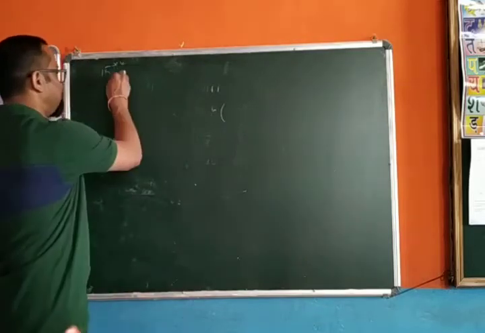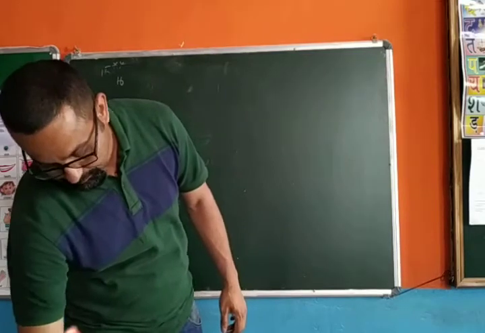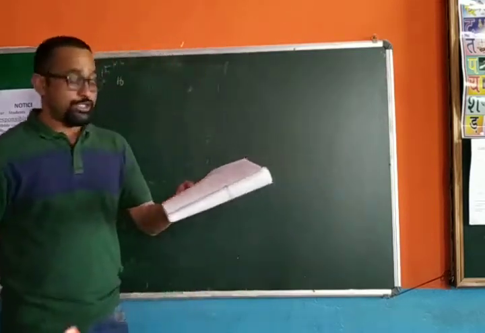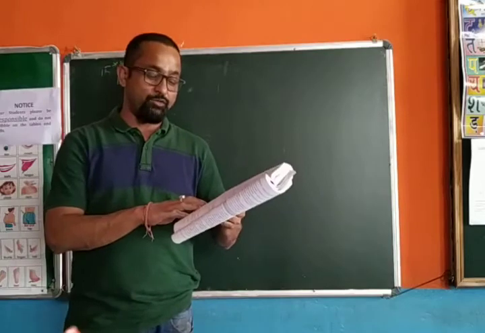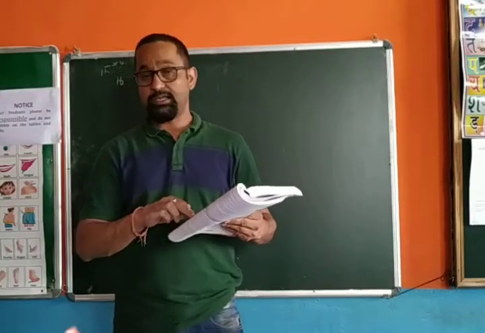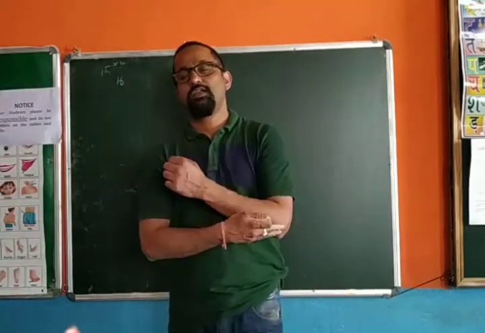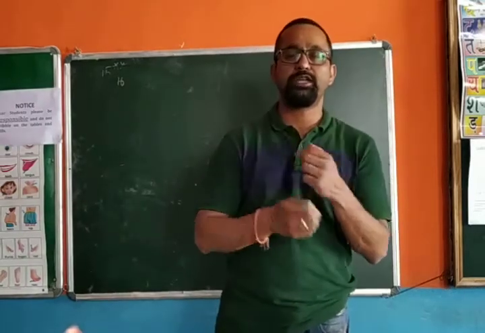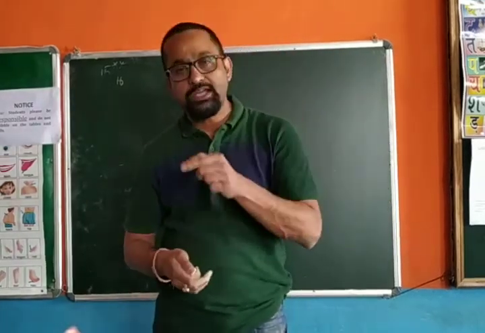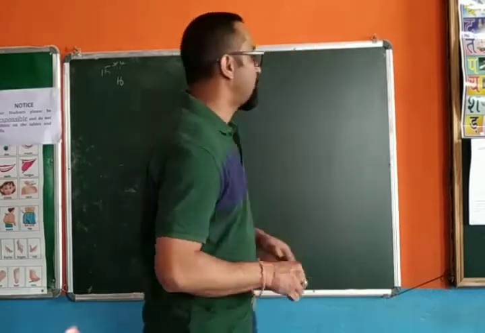Question number 16, the last question from the exercise. Question says that a right angle triangle with sides 16 centimeter, 8 centimeter and 10 centimeter is revolved about side 8 centimeter. Find the volume and curved surface area of cone formed. And I told you the definition yesterday. A solid obtained by revolving a right angle triangle on its side is called cone.